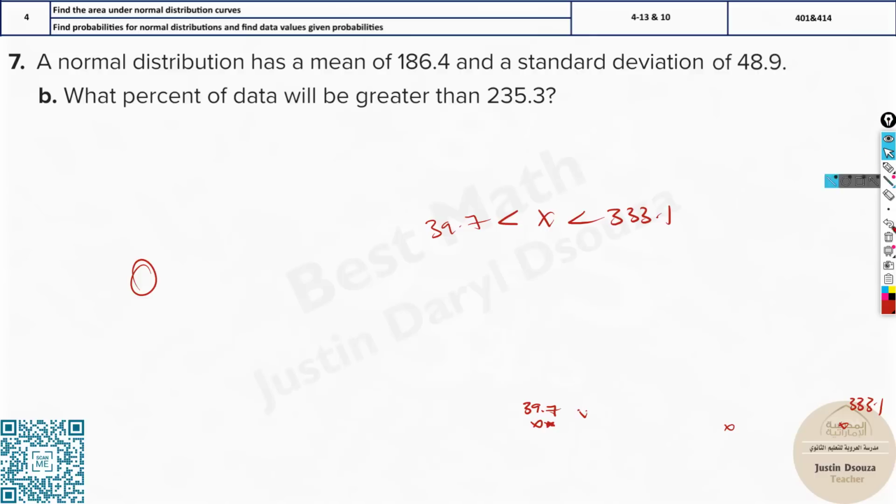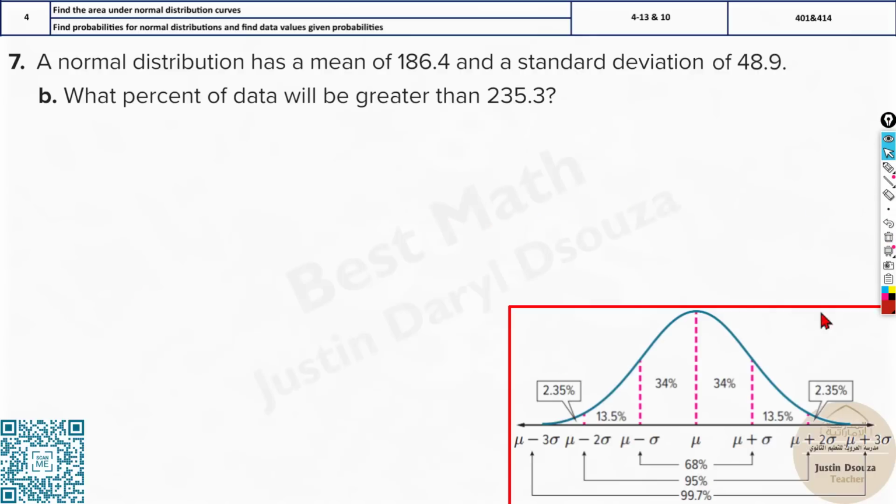That's the answer. Now, what about this one? Again, let's see the normal distribution curve. They want to know what percent of data will be greater than 235.3. Where is 235.3? Let's try adding. Generally, when you add once or twice, you will get it. If you add 186.4 plus 48.9, it'll be 235.3. I didn't do it approximately, but I know it'll be around 235.